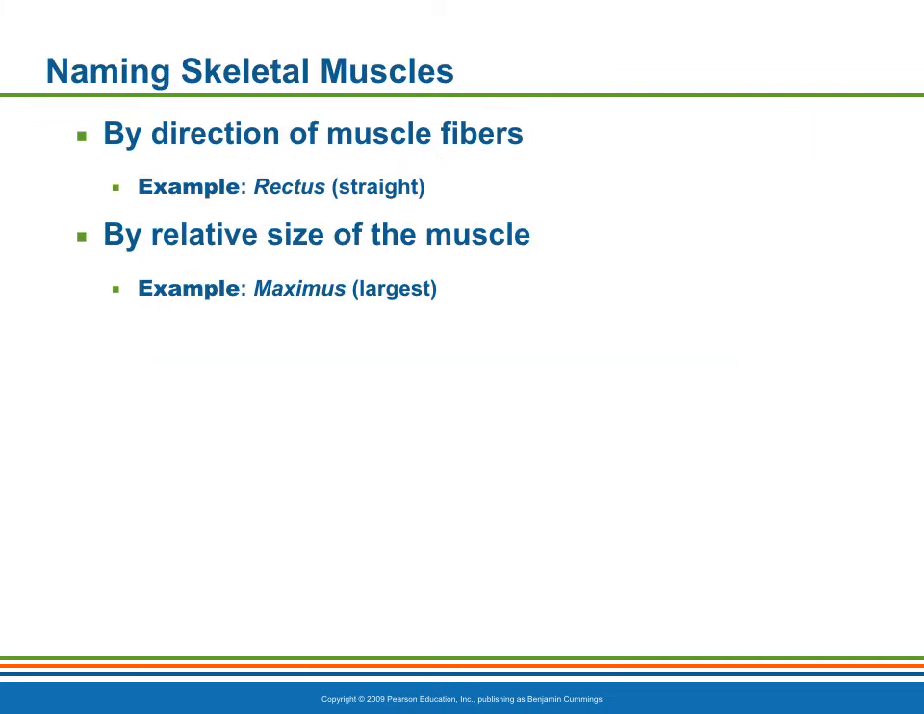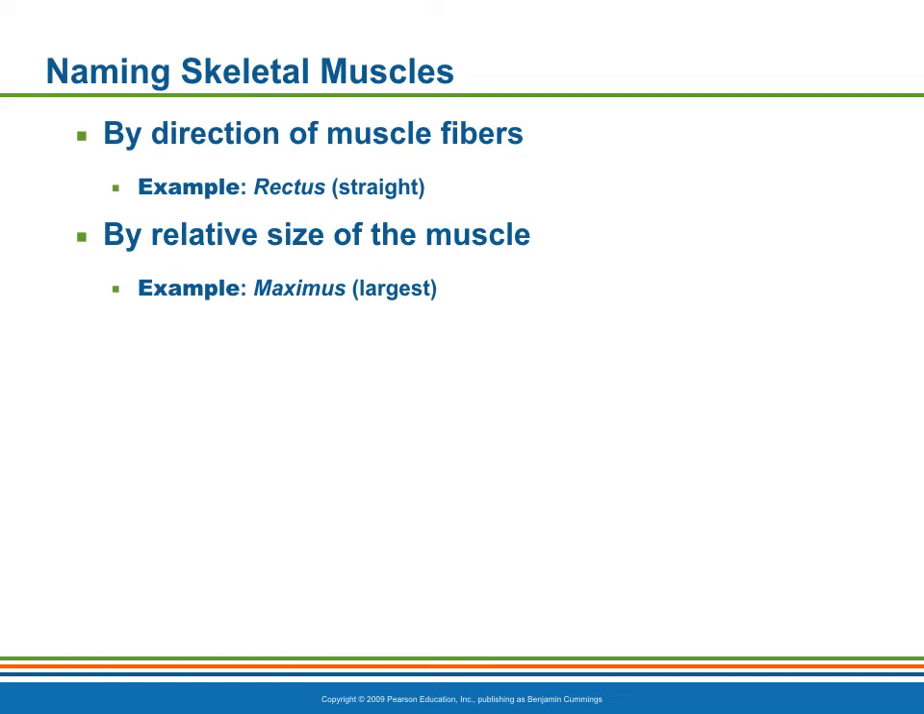Some muscles are named in reference to some imaginary line, usually the midline of the body or the long axis of a limb bone. When a muscle's name includes the term rectus, which is straight, its fibers run parallel to that imaginary line. For example, the rectus femoris is the straight muscle of the thigh or the femur. Similarly, the term oblique as part of a muscle's name tells you that the muscle fibers run obliquely or at a slant to an imaginary line.